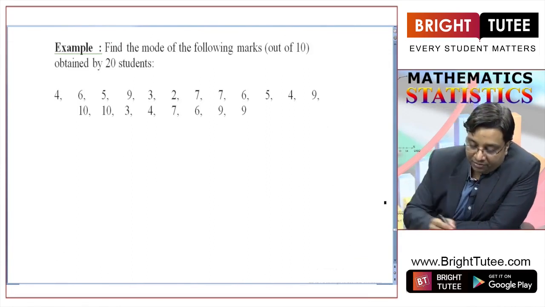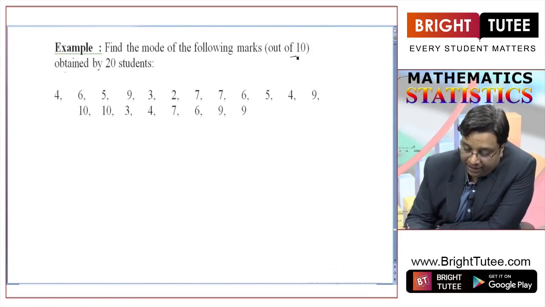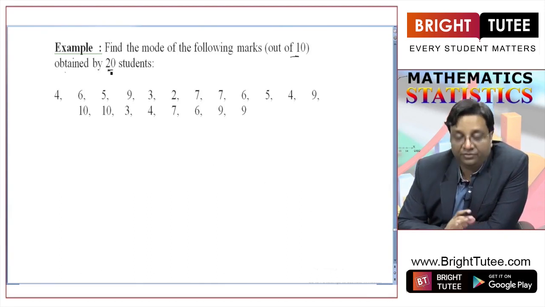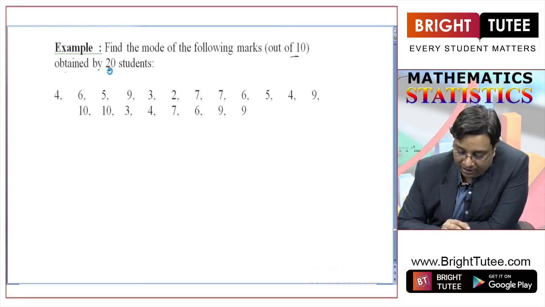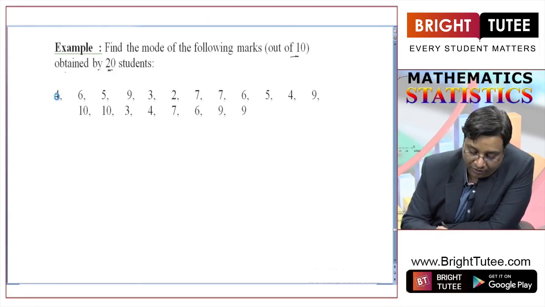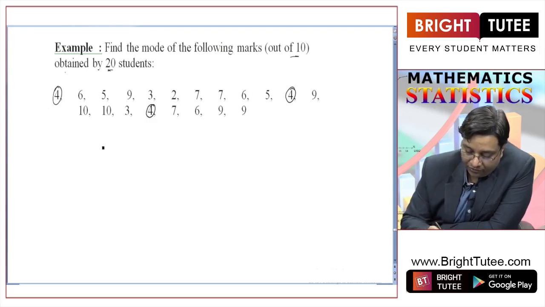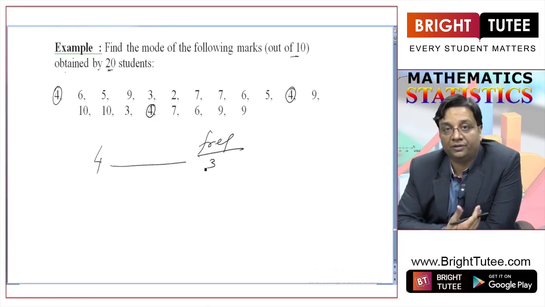Find the mode of the following marks out of 10 obtained by 20 students. So we will just look at the frequencies. The number having maximum frequency will be our mode. So if you look at number 4, how many times does it appear? 1, 2, 3. So 4 has got a frequency of 3. So what do you mean by frequency? How many times does it appear?